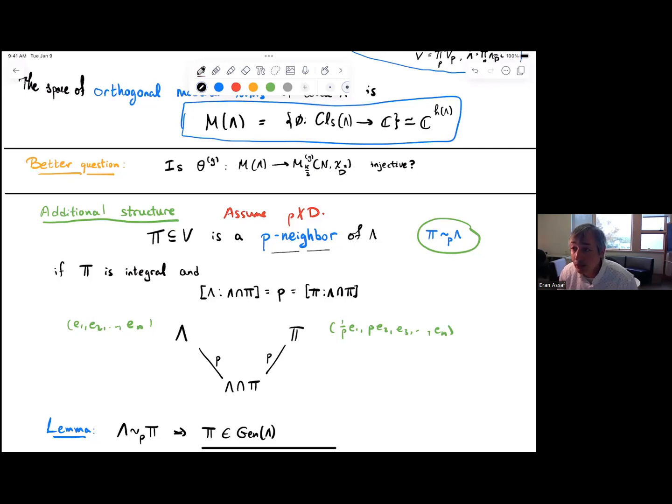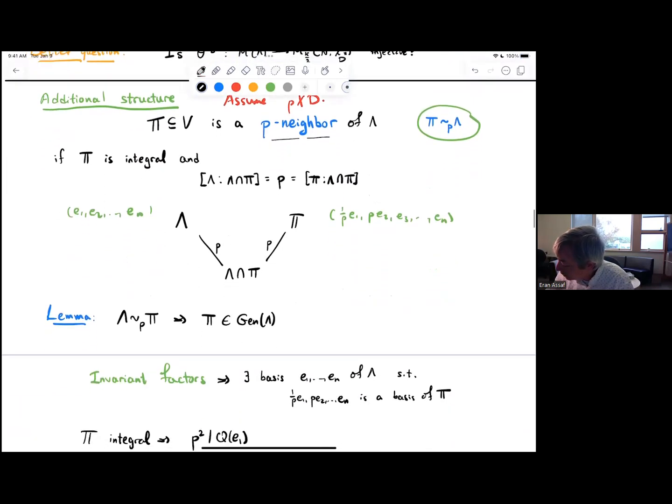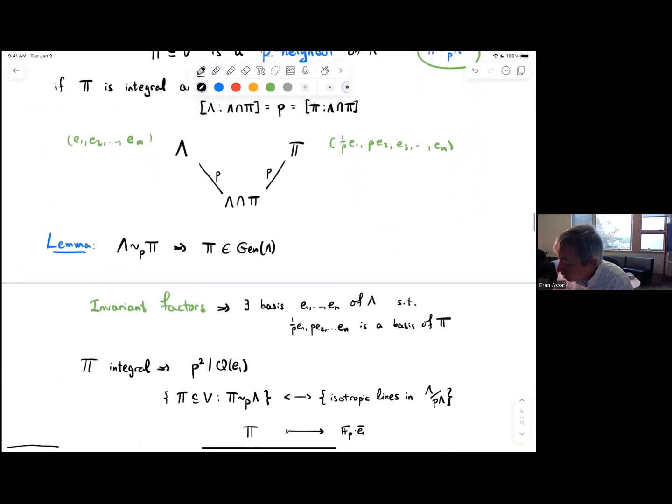Well, in every other prime than p, we didn't change the lattice at all. It's just the same lattice, so of course they're isometric. And at the prime p, this construction, these invariant factors, explicitly shows us that this is an isometry. Now, because we know pi is integral, the existence of this basis tells us that this first basis element E1 has to have norm divisible by p squared.